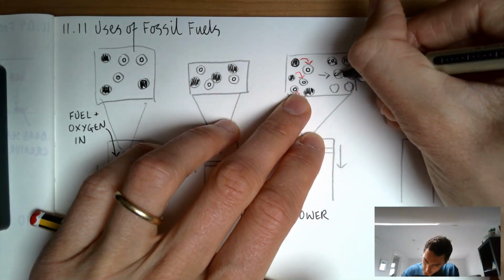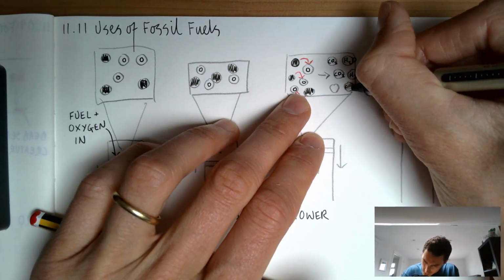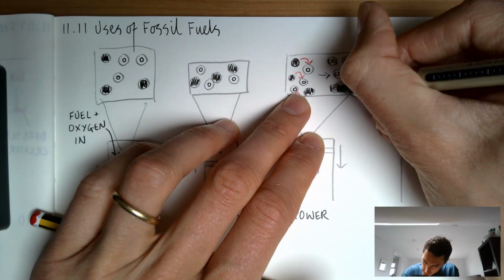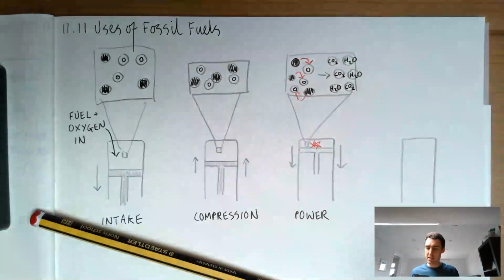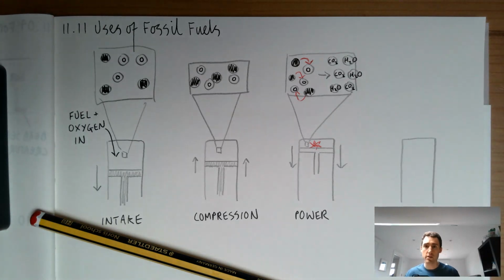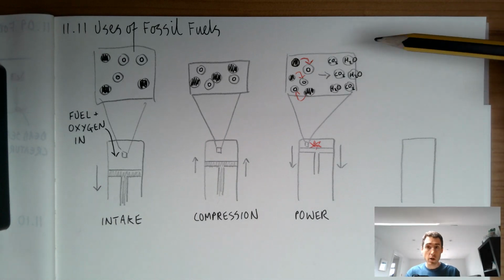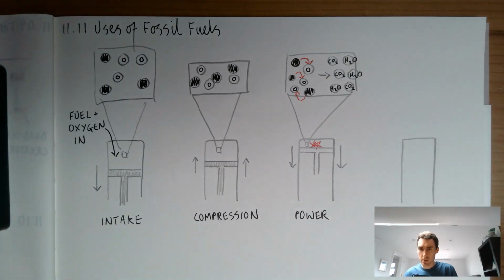Now you don't just end up with one. This is not really representing conservation of mass. But what you end up with, instead of your fuel and oxygen particles, you end up with carbon dioxide and water vapor, or water particles, or molecules, I should say. And that's what I really want to stress here, because then we can come to the final phase.